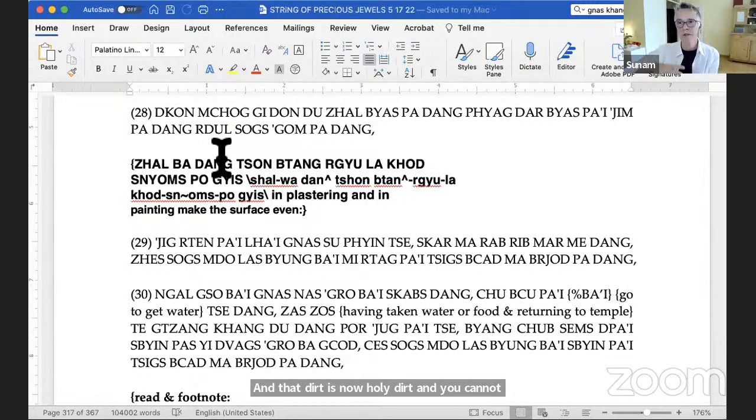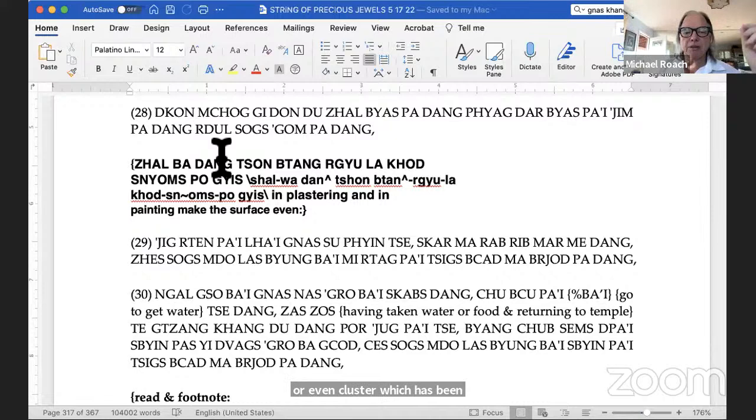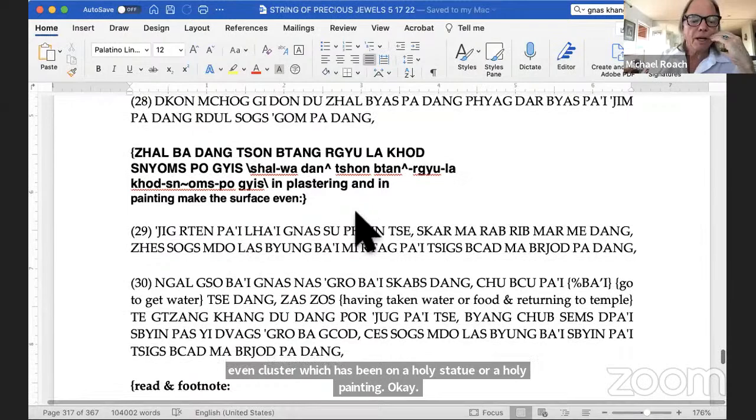And this is very similar to certain tantric vows, okay? You cannot put your foot on top of even dust or even plaster which has been on a holy statue or a holy painting. Very interesting, okay? All right, keep going, Sunampla.